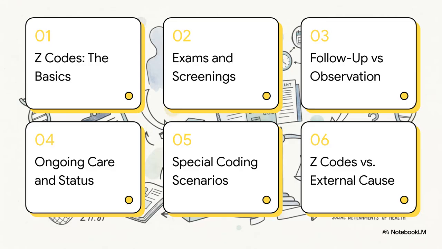Here's our game plan. We'll start with the fundamentals, just to make sure we have a solid base. Then, we'll jump into the really critical sequencing rules for exams and screenings. After that, we'll get into ongoing care, tackle a few special scenarios, and wrap it all up with the final showdown: Z-codes versus external cause codes. We're going to build this up layer by layer so you're ready for anything.